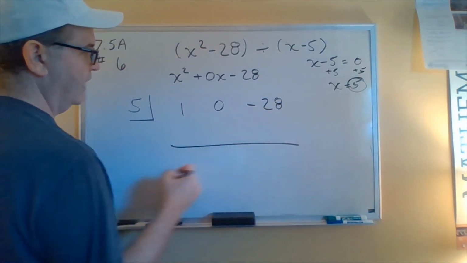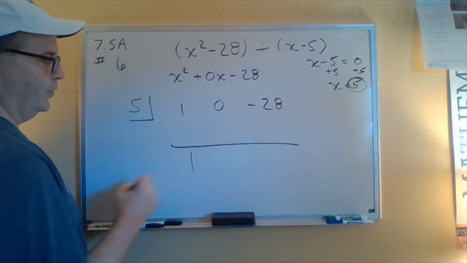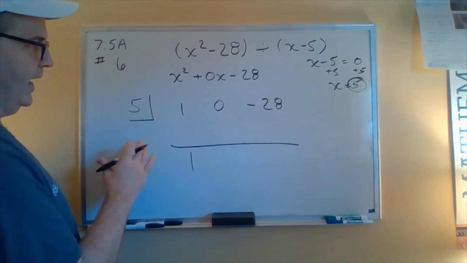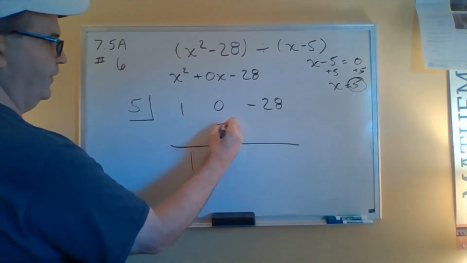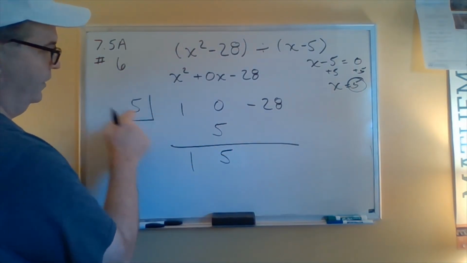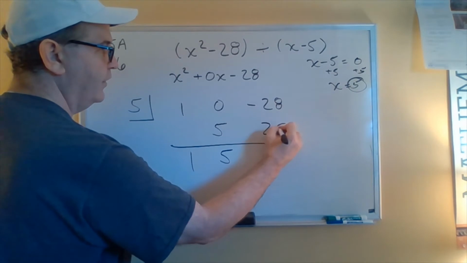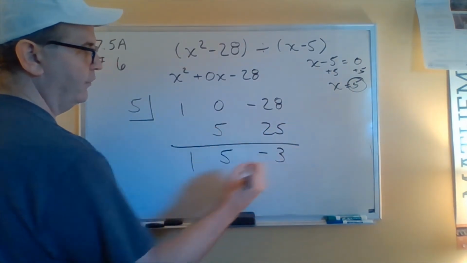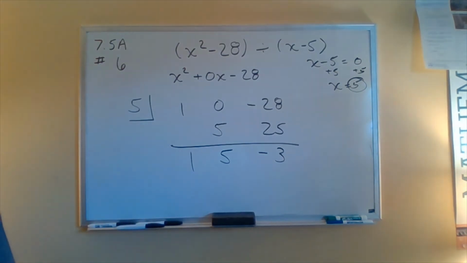Let's put our division line in here, carrying the first term down below the division line. Now I go through my alternation of multiplying and adding. 5 times 1 is 5. I add 0 plus 5, I get 5. 5 times 5 is 25. When I add this column, negative 28 plus 25 is negative 3. So here are the coefficients of my answer.